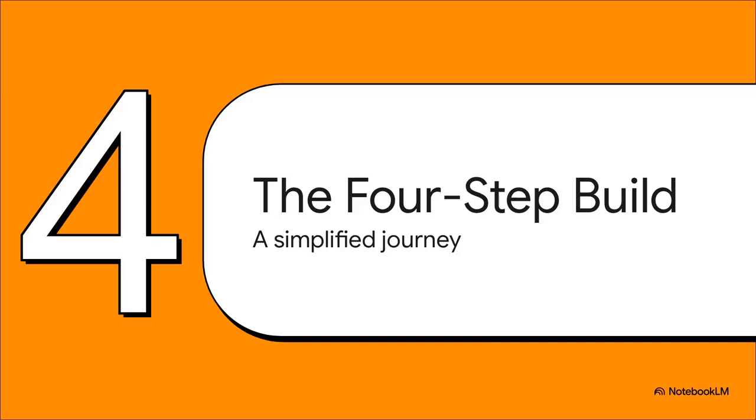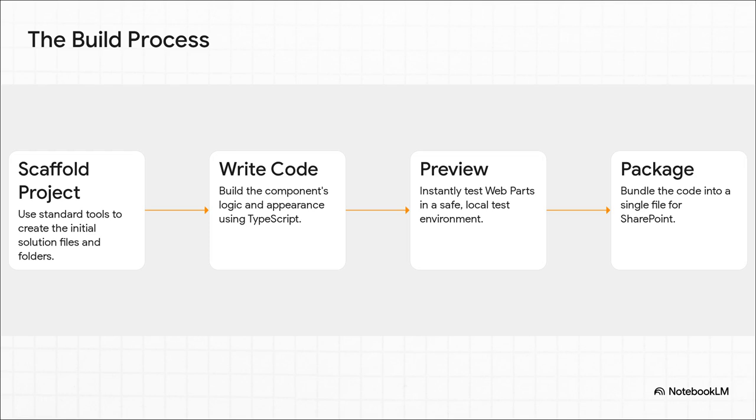So we know the what and the why. Now for the how. How does an idea actually turn into one of these components? Let's walk through the basic journey. Now, we're not going to get lost in the weeds with actual code commands, but the process is really logical. First, the developer runs a tool that creates all the basic files and folders for the project. Second, they get in there and write the code that makes the component do what it needs to do. Third, and this is super cool, they can test it instantly in a safe local environment. And finally, they bundle it all up into one single file that's ready for SharePoint.